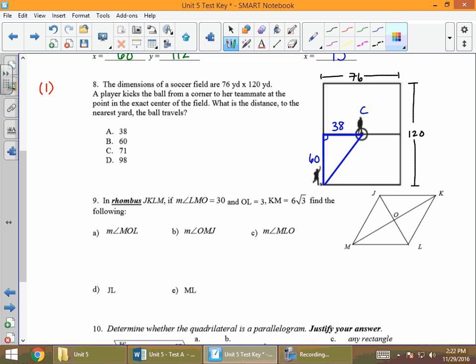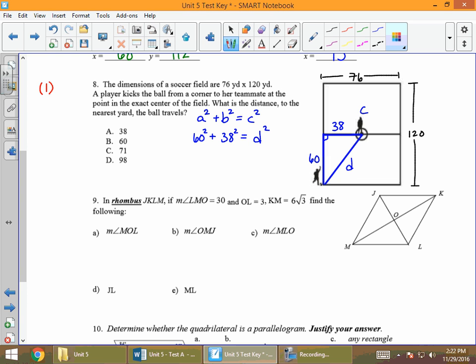And I just need to find that distance d. So if I have a right triangle, and I have two sides, I need to find the third. Do a squared plus b squared equals c squared. So a is, I don't care, 60 squared, plus b is the other leg, 38 squared. And that has to equal the distance the ball is kicked squared.